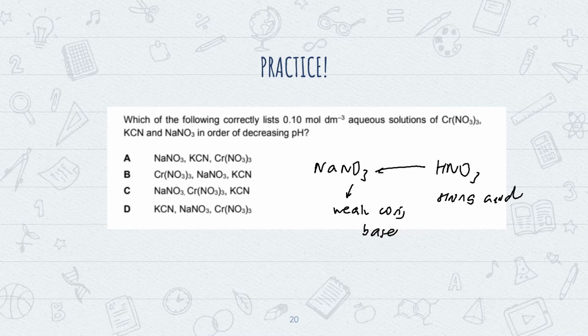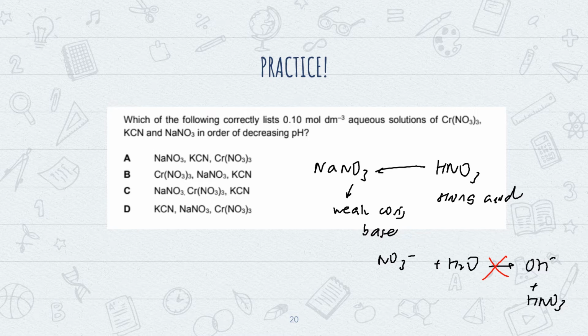Since it's a weak conjugate base, what does it mean when it dissolves in water? This means that your nitrate is unable to hydrolyze or react with water to produce OH minus ions and HNO3. This cannot happen because, since it's a weak base, it's not strong enough to take a proton from water. Therefore, if you're focusing on the anion only, the pH of the solution will still be 7.